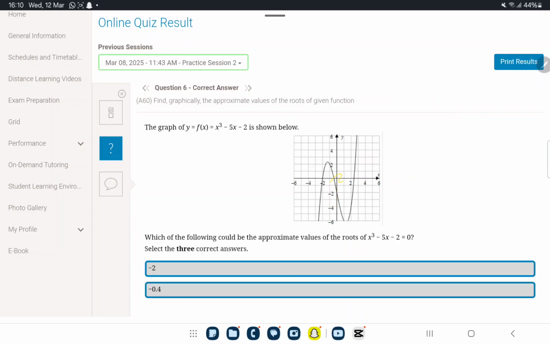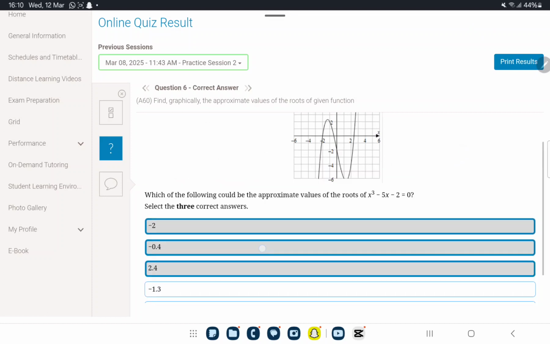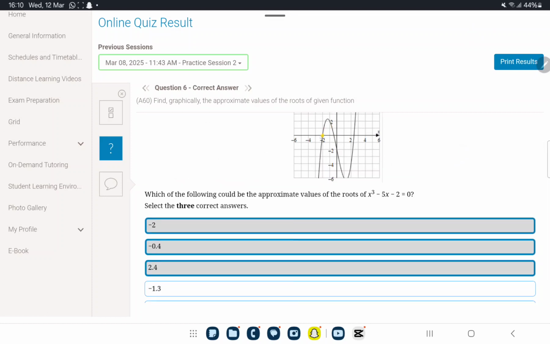Here they're asking for the roots of this equation. Roots just means when the graph cuts the x-axis. So here minus 2, minus 0.4 and 2.4. Yeah, so here minus 2, minus 0.4 and 2.4. They asked for 3 correct answers, so you don't need to check the rest anyways.